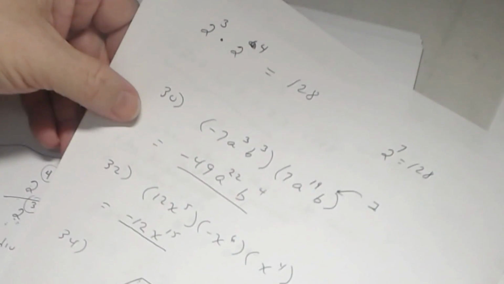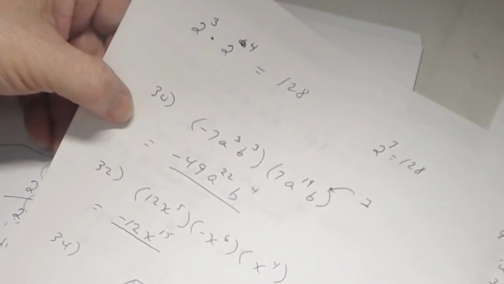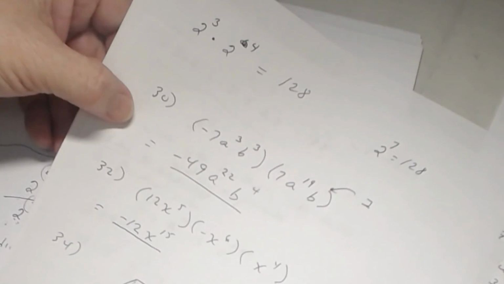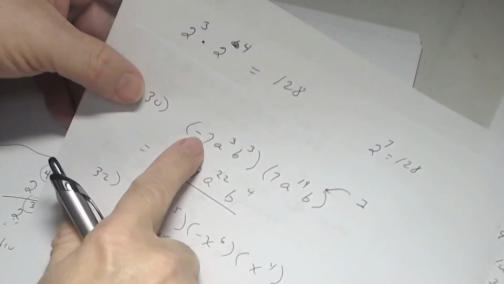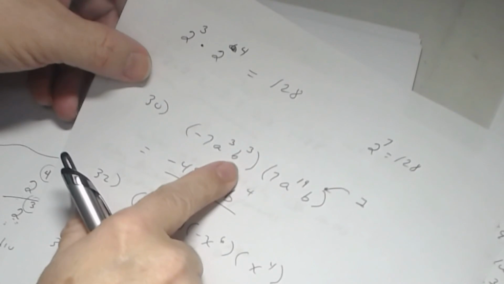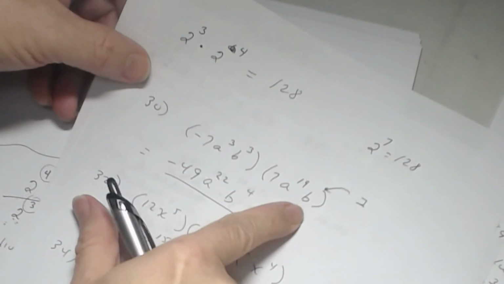Now, what do you mean you only multiply when they're different? Like we have negative 7a cubed b cubed and we have 7a to the 19th b. Okay? That's two different equations. No, that's two different expressions. This is negative 7a cubed b cubed. This is 7a to the 19th b.